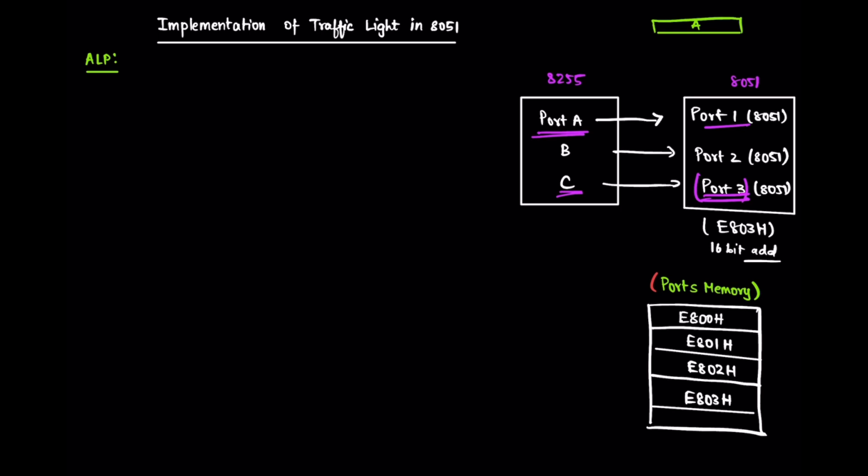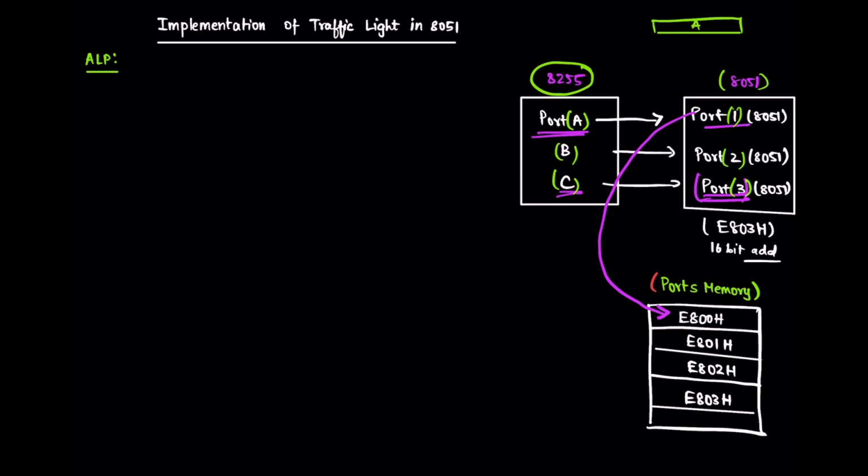Now let's write the program required for controlling the traffic lights. Now here you can see that we have the 8255 PPI here, and we have 3 ports in it, A, B and C. Now we also have the 8051 which contains port 1, port 2 and port 3. Each of these ports have 8 port lines from PA7 to PA0, PB7 to PB0 and PC7 to PC0. Now port A is linked with port 1 and port B is linked with port 2 and port C is linked with port 3.